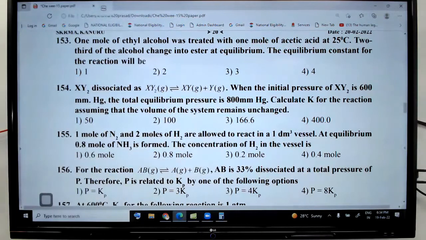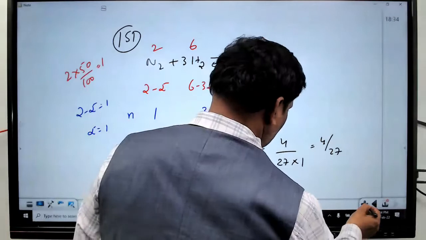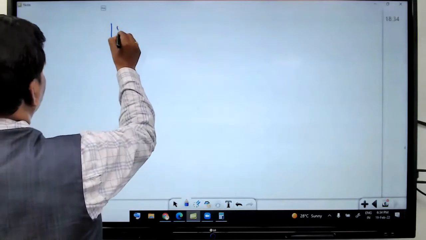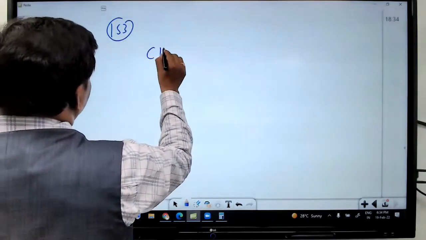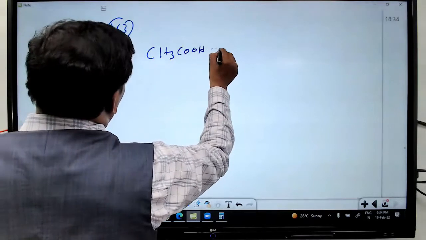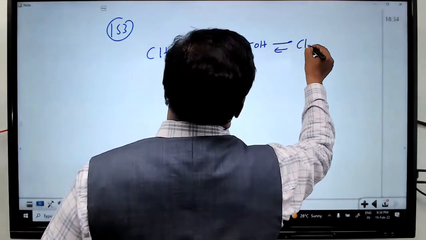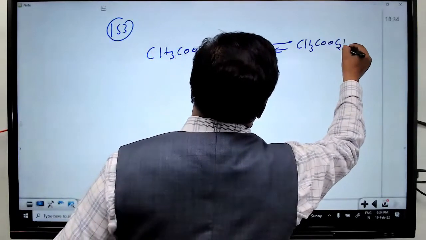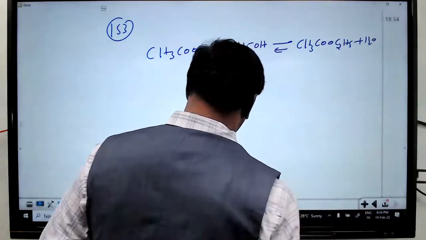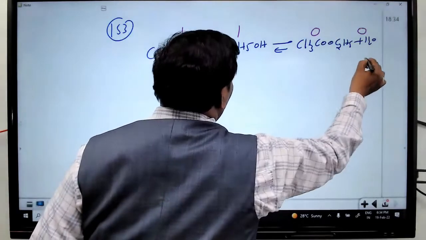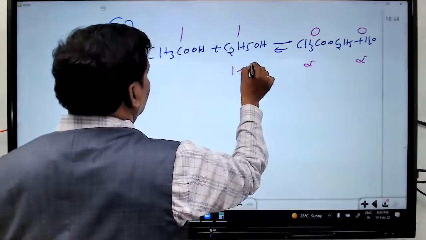देख लीजिए. 1 mole of ethyl alcohol was treated with 1 mole of acetic acid at 25 degrees. 2/3 of alcohol. अच्छा, देखो. एसिटिक एसिड है, इथाइल अल्कोहल है, एस्टर एंड वाटर. ये number of moles are not given. Assume that 1 mole before starting, 0, 0, alpha, 1 minus alpha, 1 minus alpha.